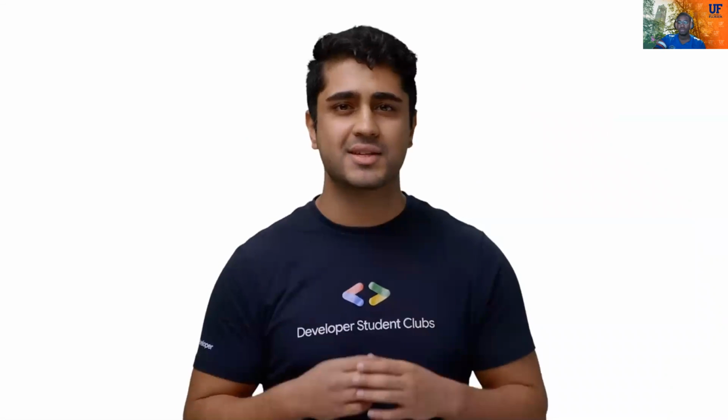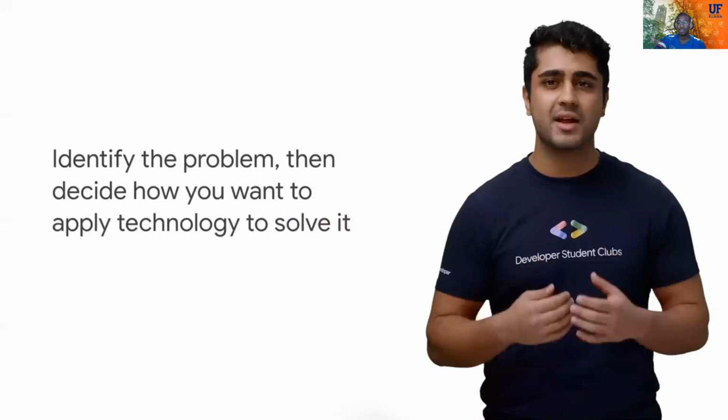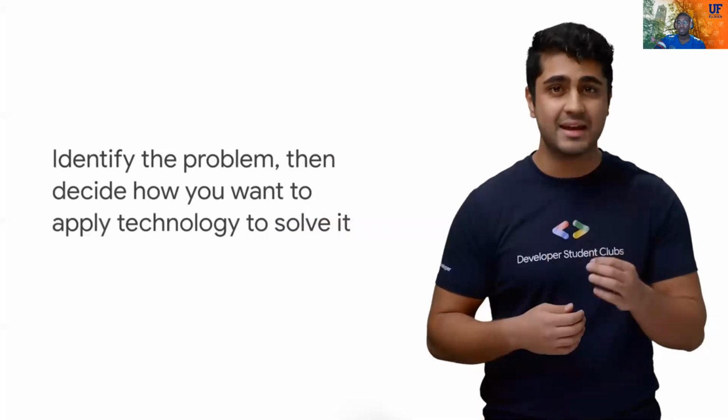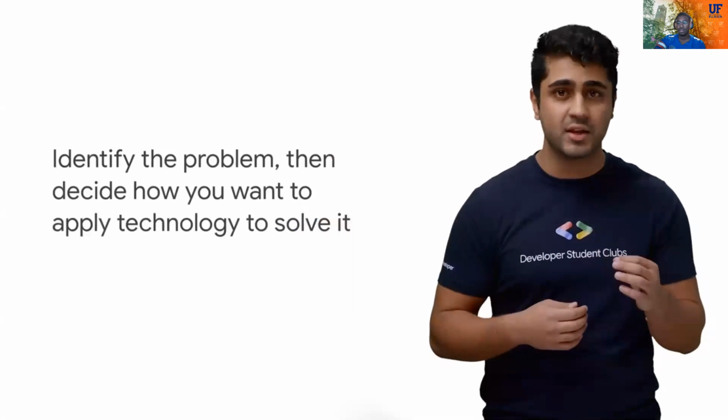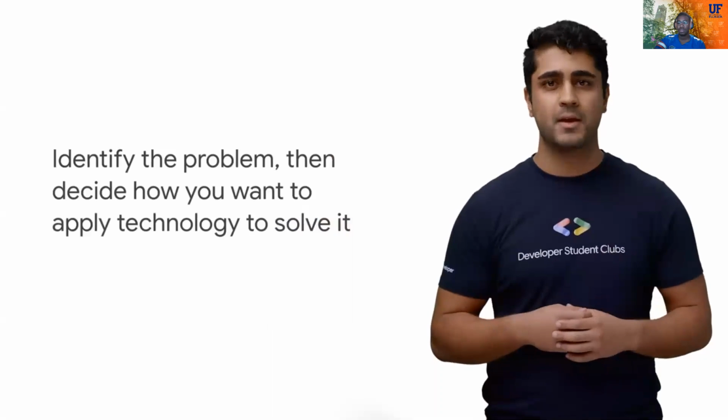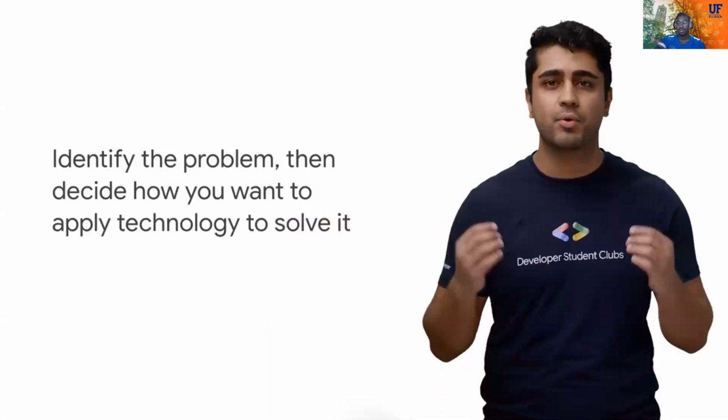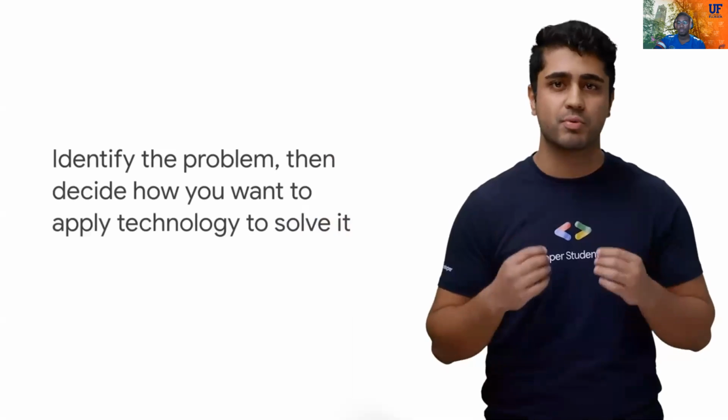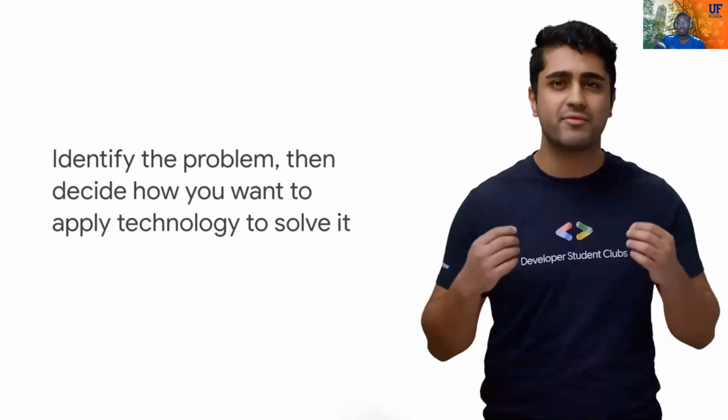A lot of scientists, engineers, and inventors alike start by thinking of a really cool idea rather than a really tough problem, which leads to all these really cool ideas with no real-world application. The key is to start by identifying a problem, then deciding how you want to apply technology to solve that problem. When building any project, the most important step is identifying a true problem, something that people truly feel.